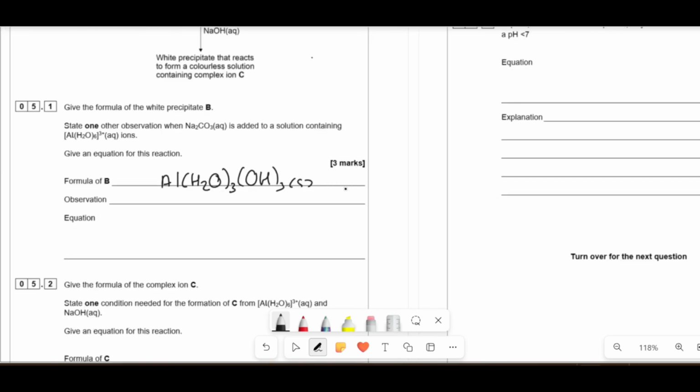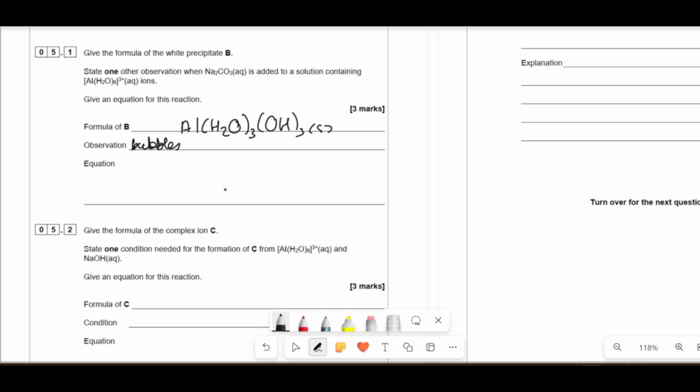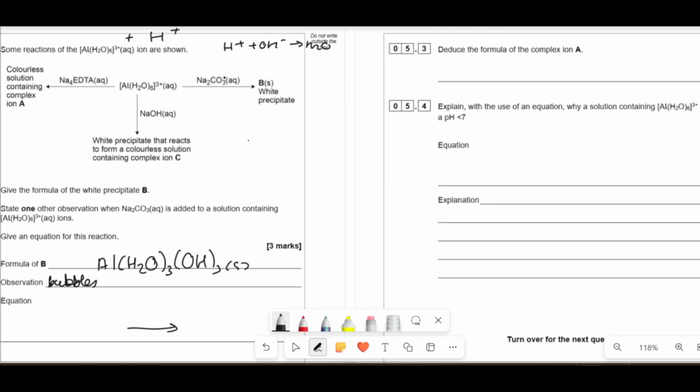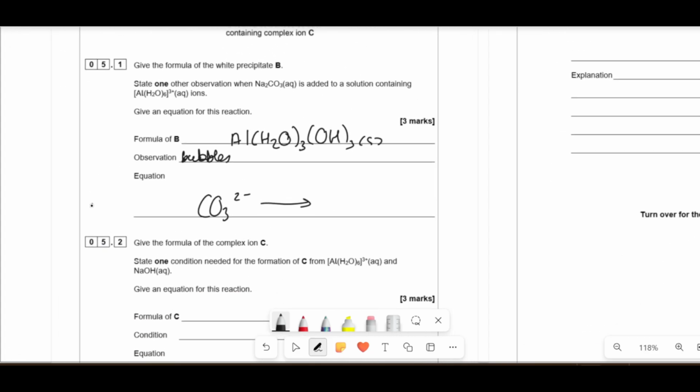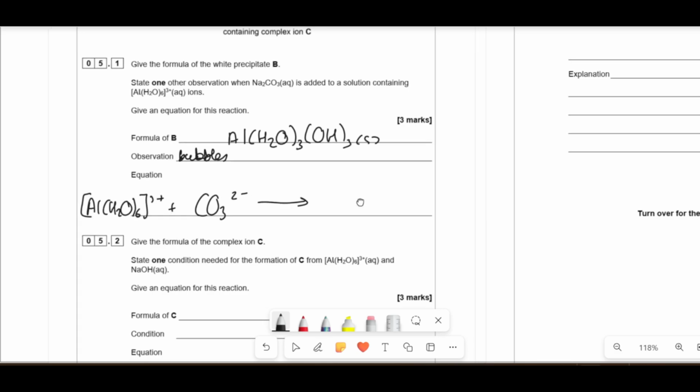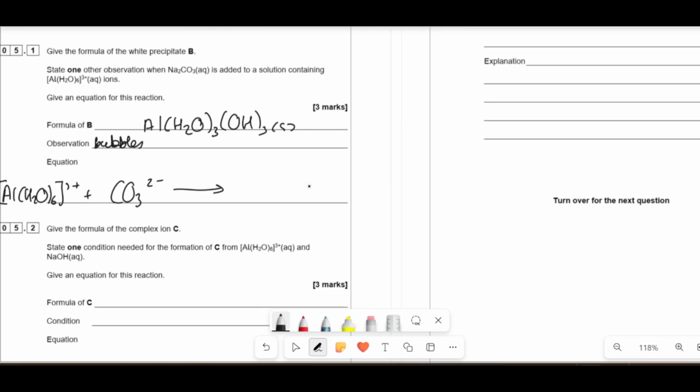Now the observation is, like I said before, you're making CO2, so you're going to see bubbles or effervescence, whatever you want to say. And then in terms of the equation, we know for sure that the reaction is this reacting with whatever it is we're adding, so CO3 2 minus. We also know that the aqua ion is doing the reacting, so we're going to have [Al(H2O)6]3+, and I just said as well, we make a salt plus water plus carbon dioxide. So we know we're definitely making H2O liquid plus, let me actually write these state symbols, CO2 gas, and as we've just said, we're going to make Al(H2O)3(OH)3.